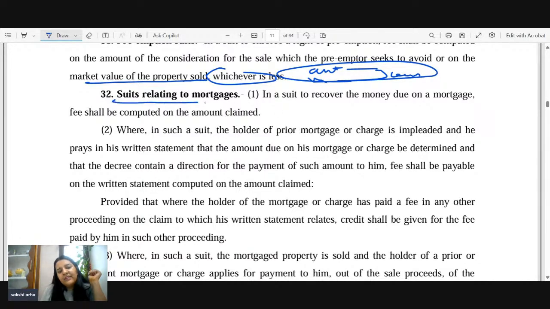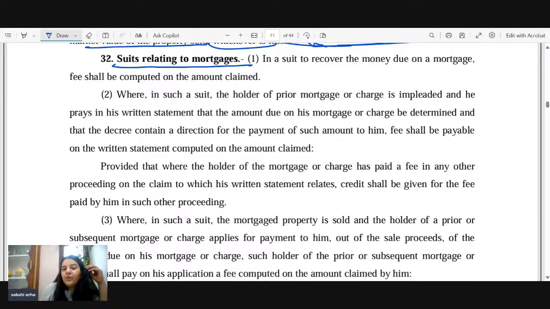Now, suits relating to mortgages. If it's a suit on mortgages, okay, in a suit to recover the money due on mortgage, fee shall be computed on the amount claim. Mortgage में अगर फीस है तो जितना आप अमाउंट क्लेम कर रहे हो उस पे फीस पेबल होगी. Okay, but it is for money due on mortgage.